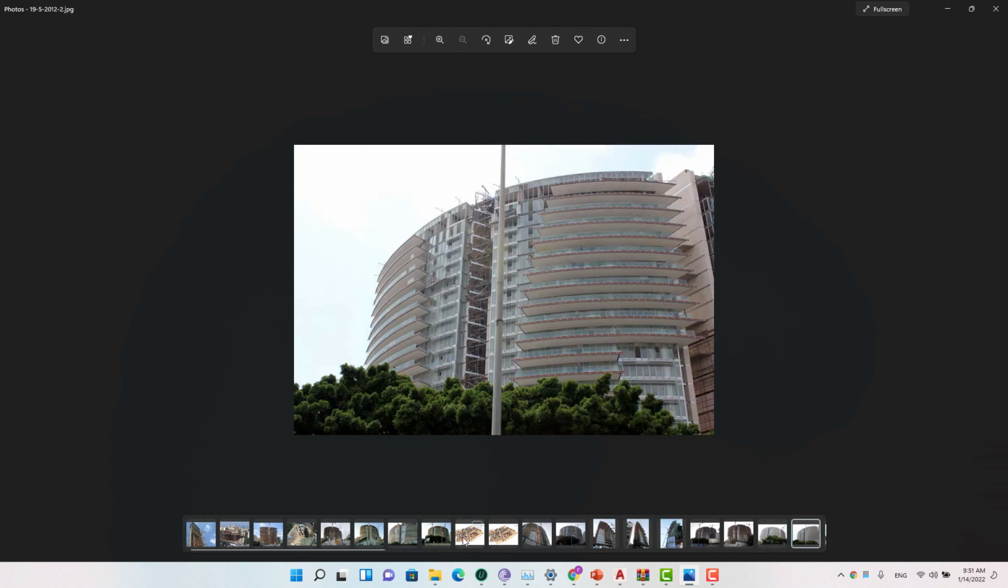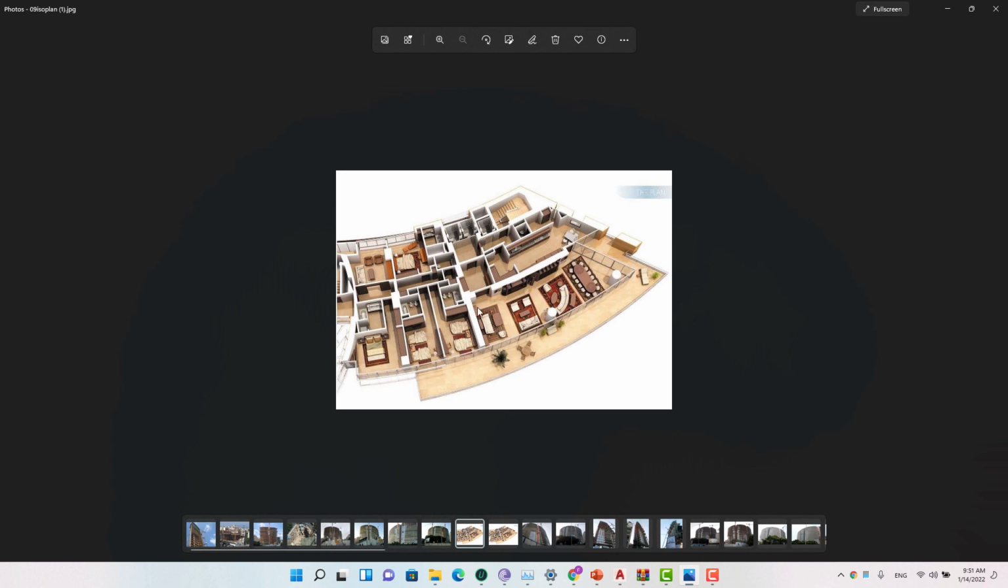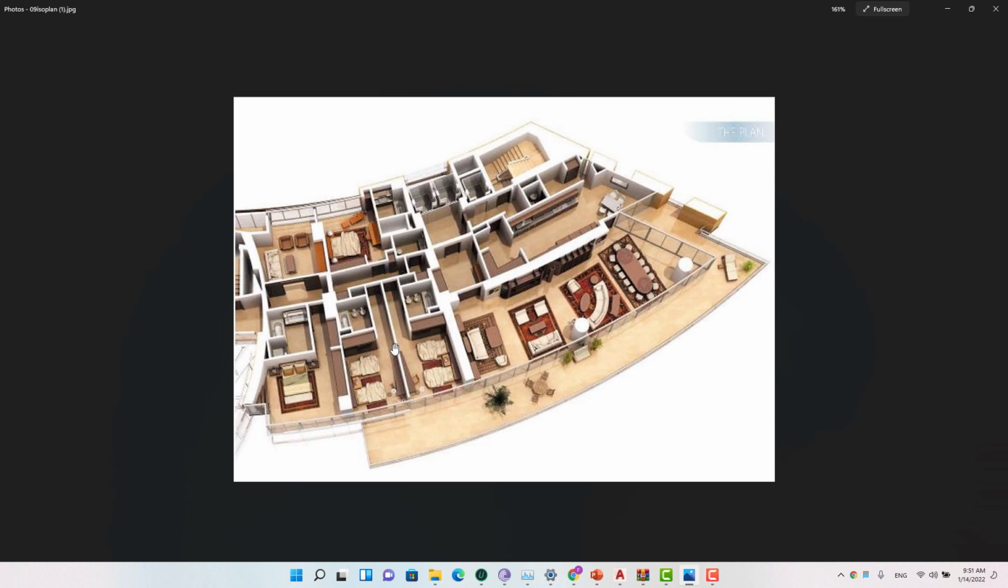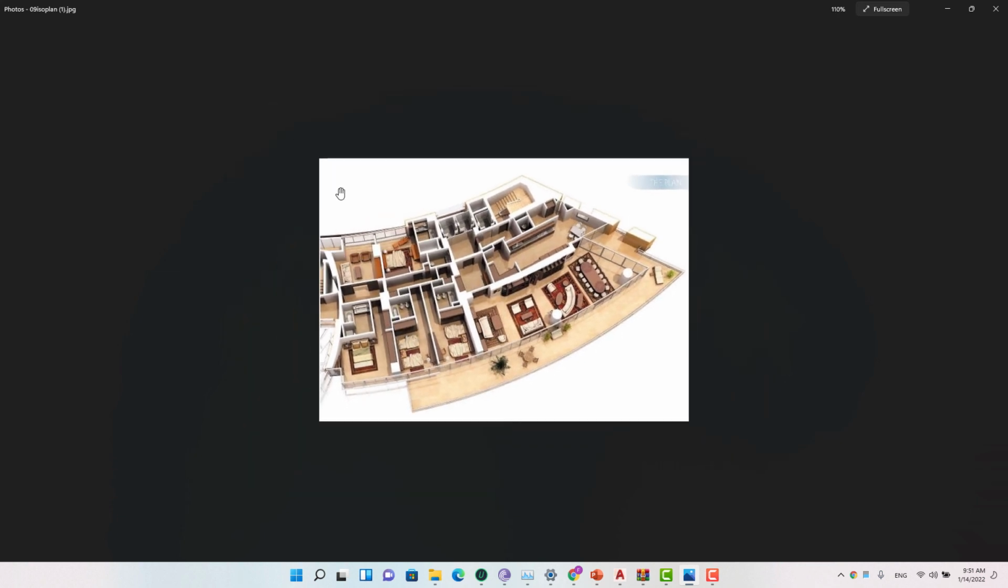Here we have, let's say, the interior of our project, the interior design.